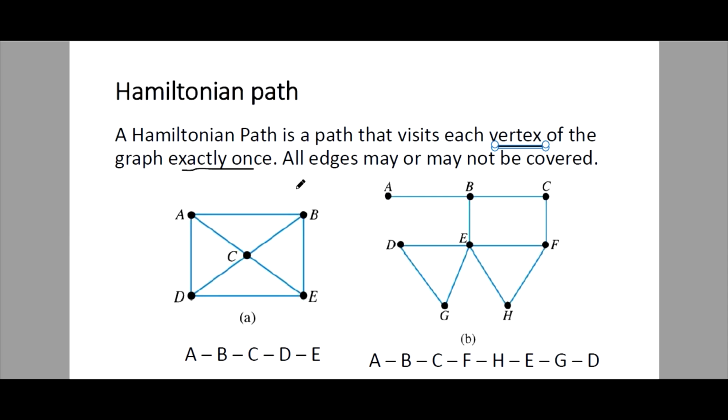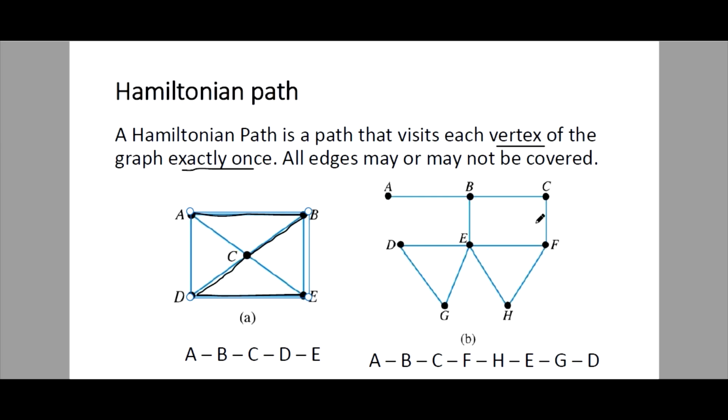Now in this case, we have these two graphs. For this one, we can have a Hamiltonian path if we start from A to B to C to D to E. If you notice, I have visited all these vertices A, B, C, D, and E, and I did not cover all these edges. Okay, so that is a Hamiltonian path. Our main focus is on the vertices.